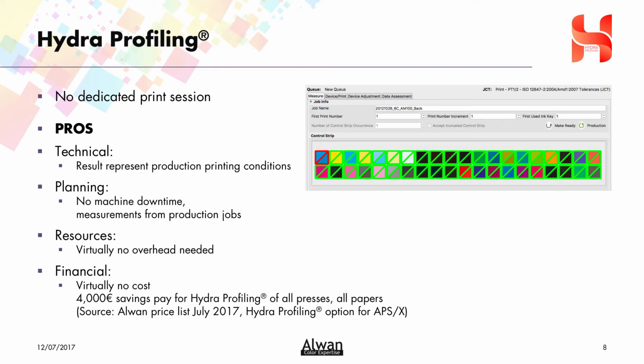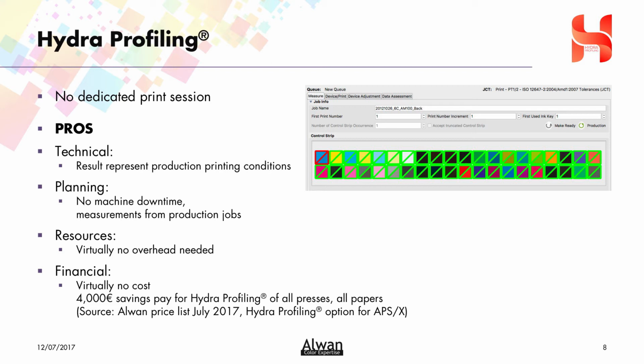This color bar, these control strips, are measured in production. So the data obtained represents production conditions. The machine is producing jobs. We have virtually no resources allocated to this work since we are in a production environment. So the cost of profiling the press with Hydra technology is nearly zero.